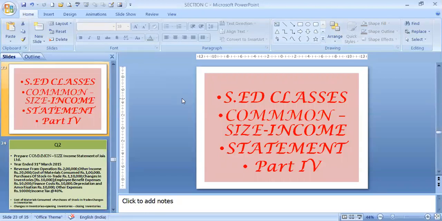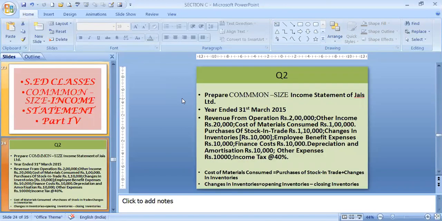Little two variety of sums. A sum: Prepare common size income statement of JS Limited for the year ended 31st March 2015. Information is given: revenue from operation 2 lakhs, other income 20,000, cost of material consumed 1 lakh, purchase of stock in trade 1 lakh 10, changes in inventory 10,000 negative, employee benefit expenses 10,000, finance cost 10,000, depreciation and amortization 10,000, and other expenses is also 10,000.